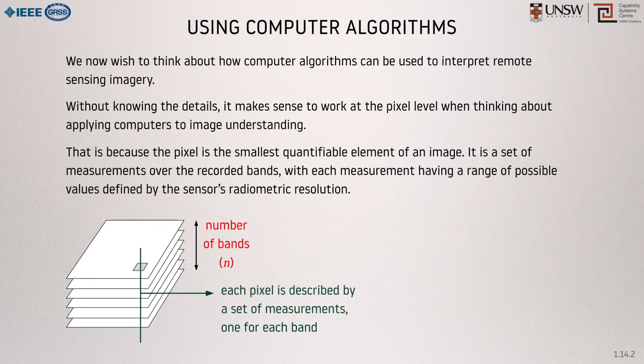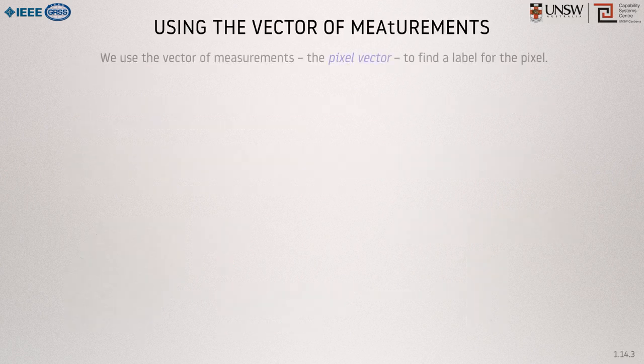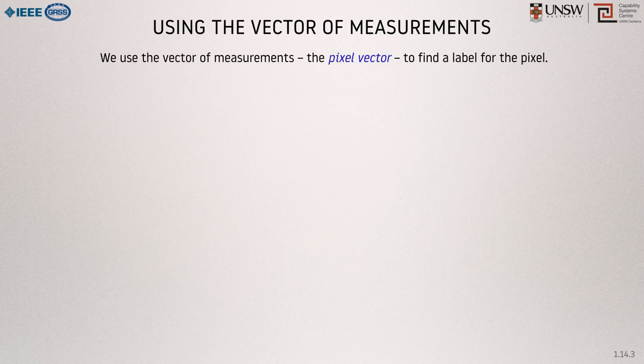Remember, for each pixel we have a set of recordings composed of the brightness values detected in each of the individual wave bands. That set of measurements is collected together and written in the form of a column surrounded by square brackets, which we call a column vector or a pixel vector. In classification, we use the properties of the pixel vector to help find a label for the pixel, a label that represents one of the classes of ground cover in which we might be interested.